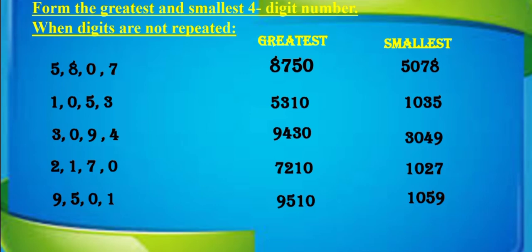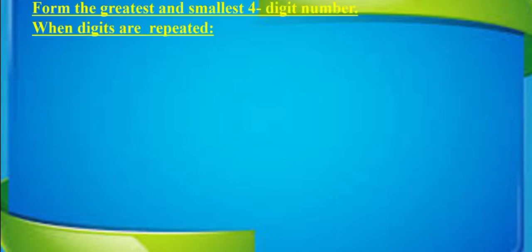Okay, children. So when the digits are not repeated, we have learned how to form the greatest and smallest numbers, isn't it? Now let us go to the second case, that is when the digits are repeated. When the digits are repeated, how to form the greatest and smallest 4-digit numbers. Okay, let us see the examples. See here, only 3 digits are given. That is 261. But we have to form the greatest and smallest 4-digit number.